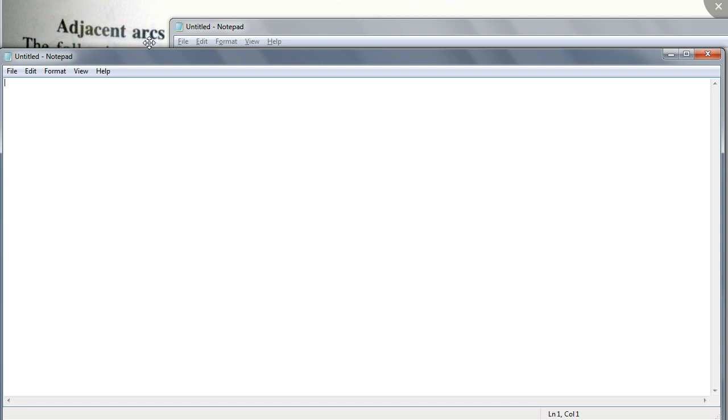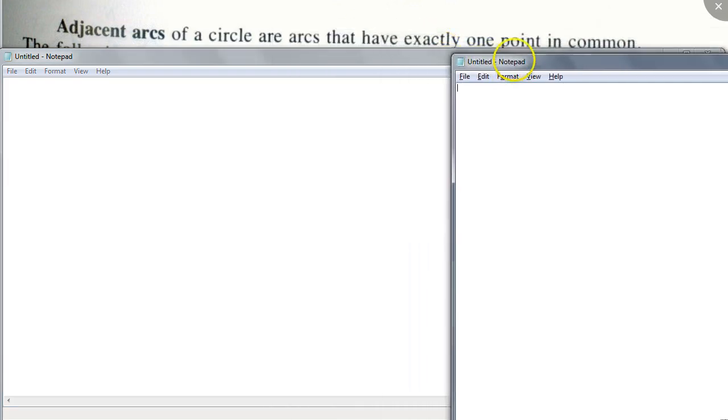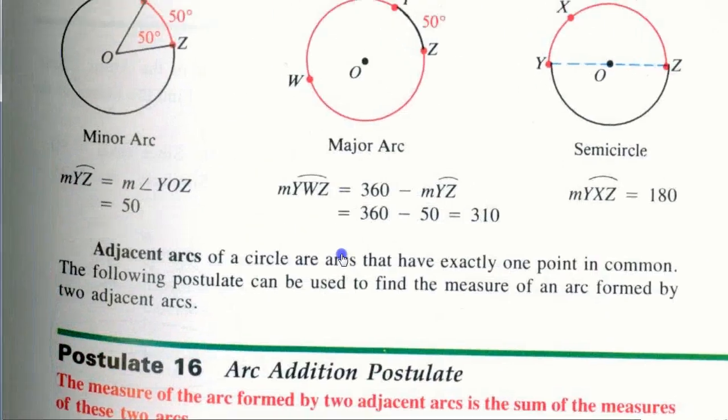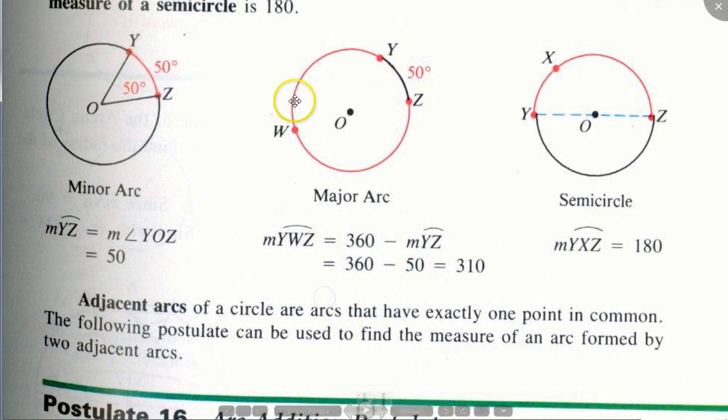Kenneth, what do you think it means when we have adjacent arcs? Yeah, they're basically right next to each other. They don't define it that way. They say adjacent arcs of a circle are arcs that have exactly one point in common. I could look up an example here. Okay, look at this circle in the middle. What would be the adjacent arc to arc YZ in this circle?